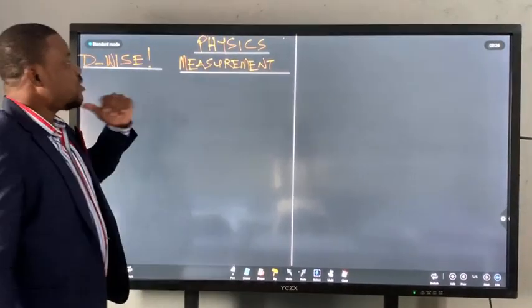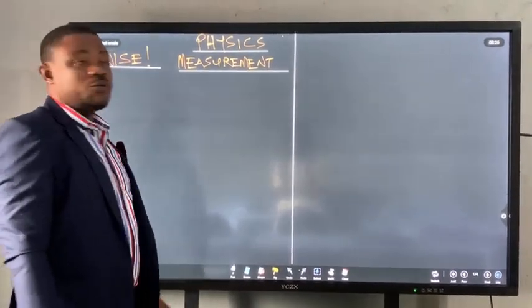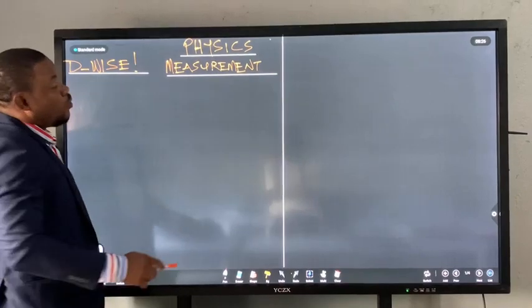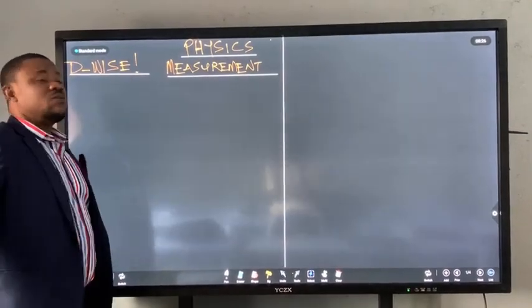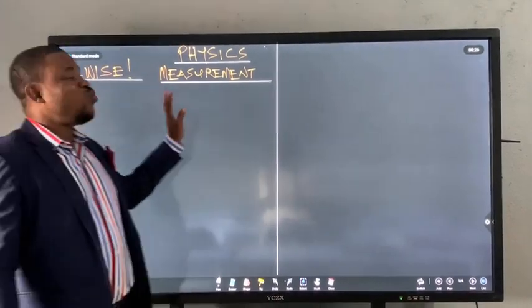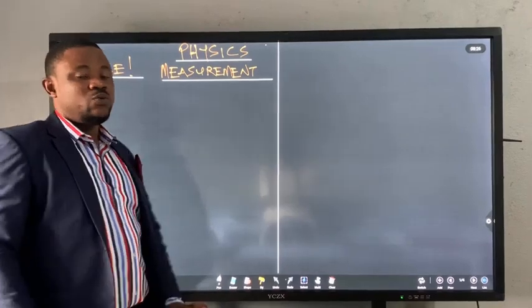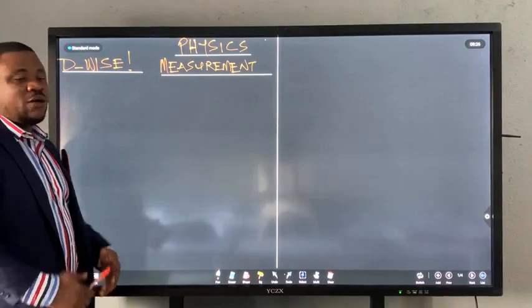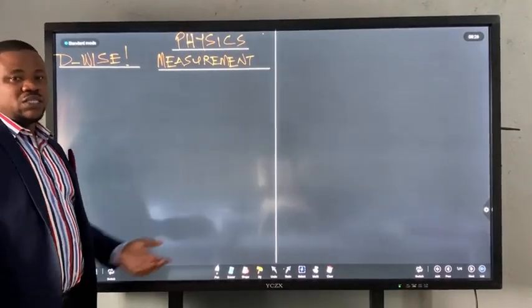Today I'm going to be doing physics, and the topic I'm going to do is measurement. Measurement is one of the most important topics in science. That's because without measurement, you cannot do anything in science. Science will not even exist without measurement. What is measurement? Measurement is a way of finding out how much there is in a particular sense.